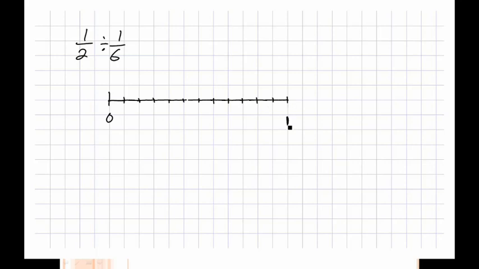And we end at 1. Now let's mark these on our number line. Our 1/2 is 6 units over. And our 1/6 is 2 units over.